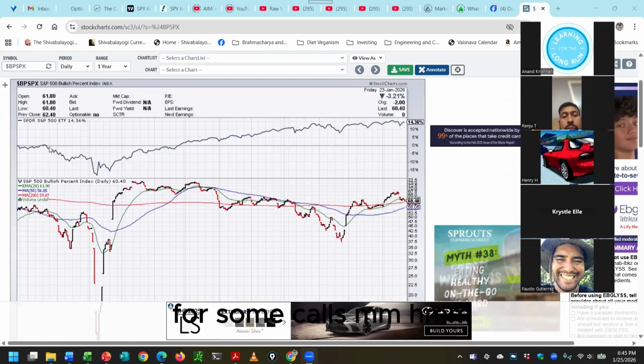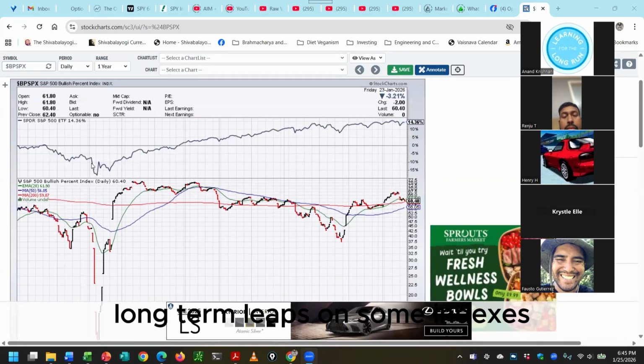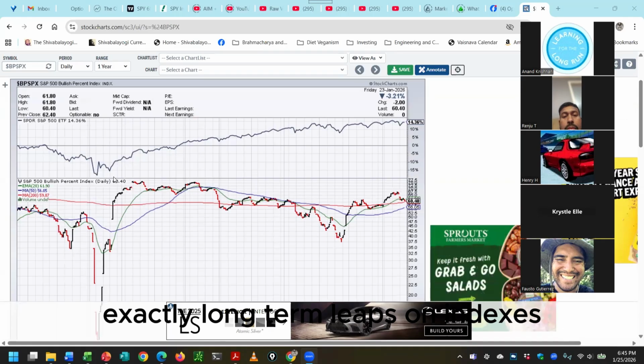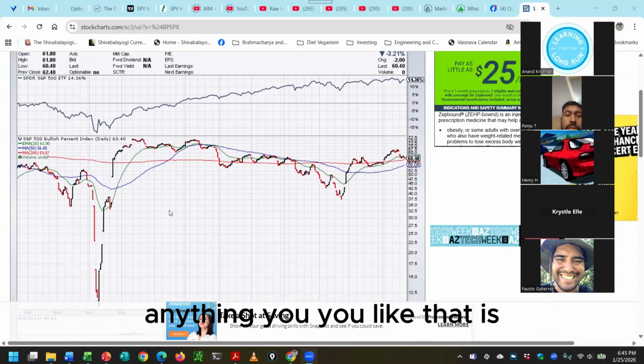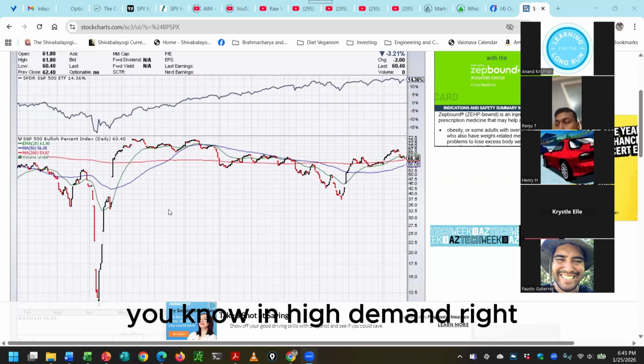It's a good time for some calls, some long-term LEAPS on some indexes. Exactly. Keep long-term LEAPS on indexes, long-term LEAPS on anything you like that is in high demand, right?